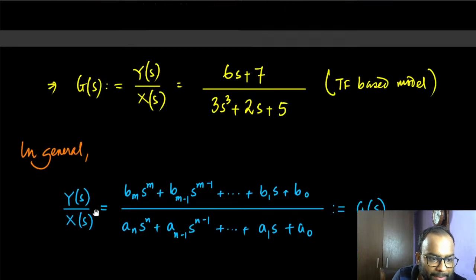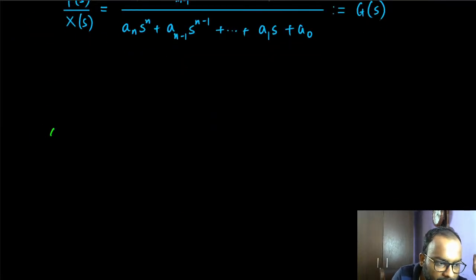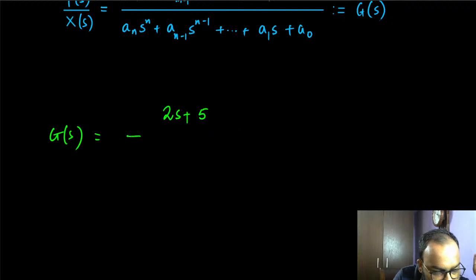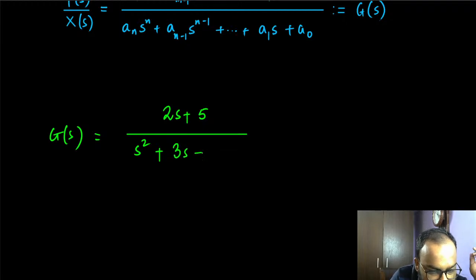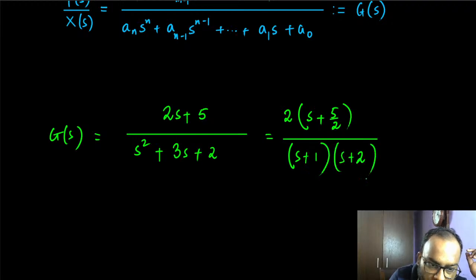Let's see an example. Let's say the transfer function looks like this: 2s plus 5 divided by s square plus 3s plus 2. Then of course we can factorize everything. This is going to be 2 times (s plus 5 by 2), and here it is going to be (s plus 1) times (s plus 2). We can factorize polynomials like that, in complex numbers as well.